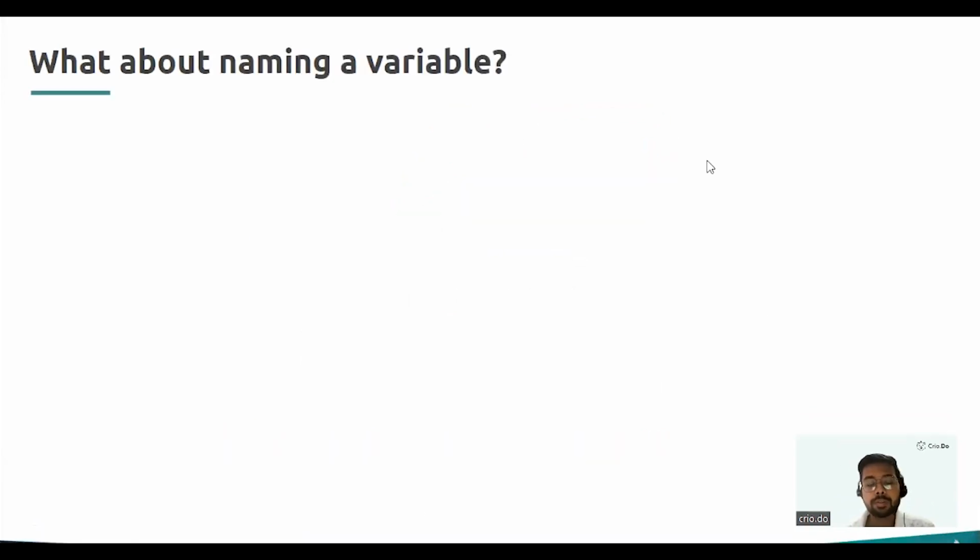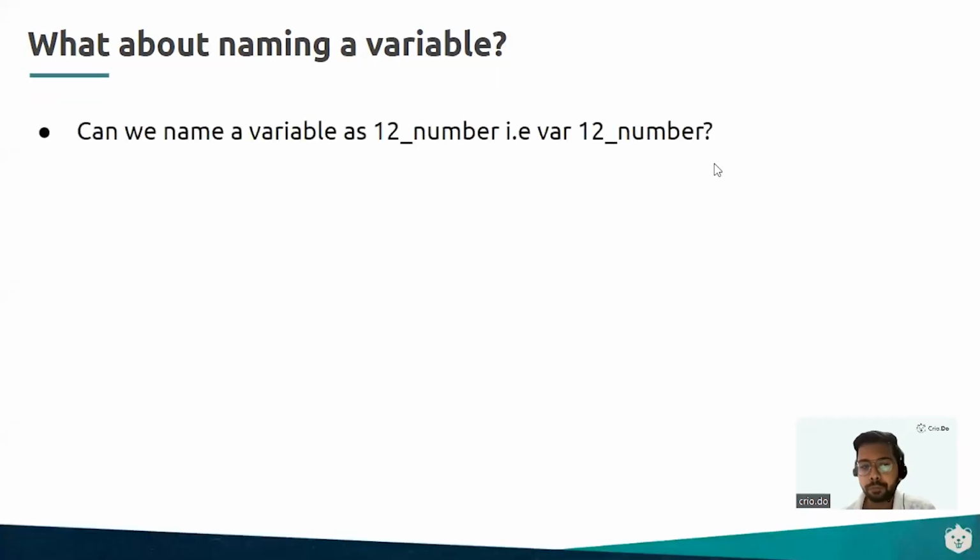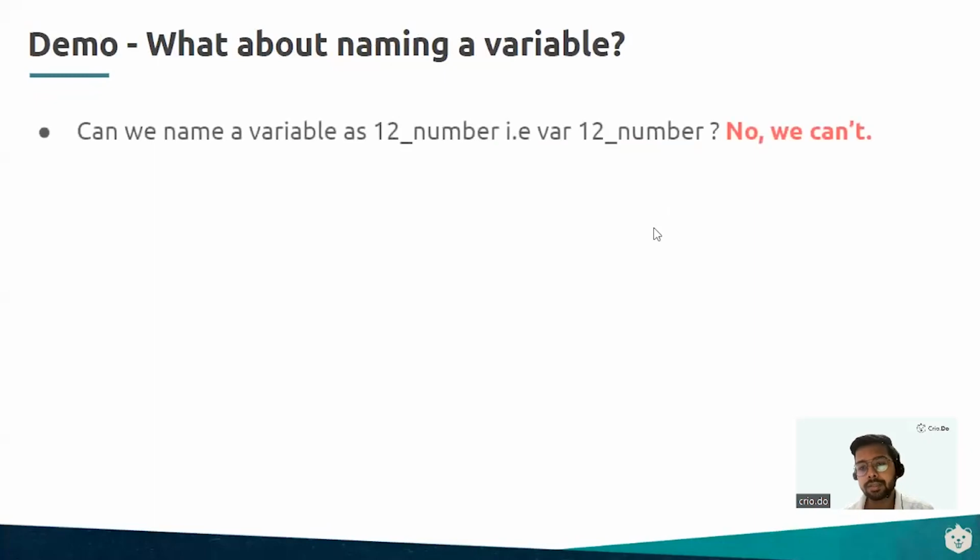We are going to learn about some naming conventions of variables that we need to take care of. So here's a question in front of you. Can we name a variable as 12 underscore number? That is var 12_number. Think about it, guys. Take a pause and think about it. Can you name your variables like this? Well, the correct answer is no. You cannot be naming your variables as this.